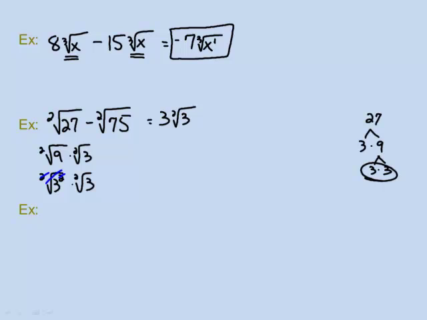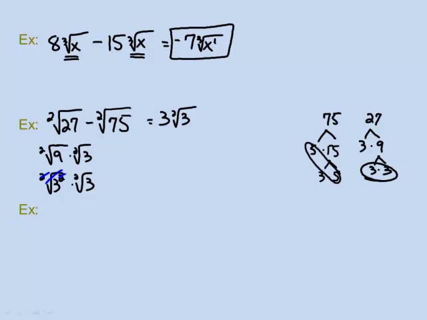Okay, we're going to do the same thing with the square root of 75. If we take 75 and break it down, 75 is the same as 5 times 15, and then 15 breaks down further to give us 3 times 5. There is a perfect square in there as well. 5 times 5 is 25. 25 times 3 is 75.